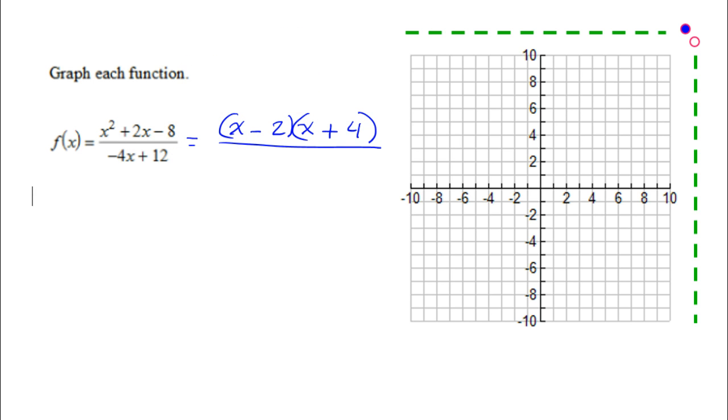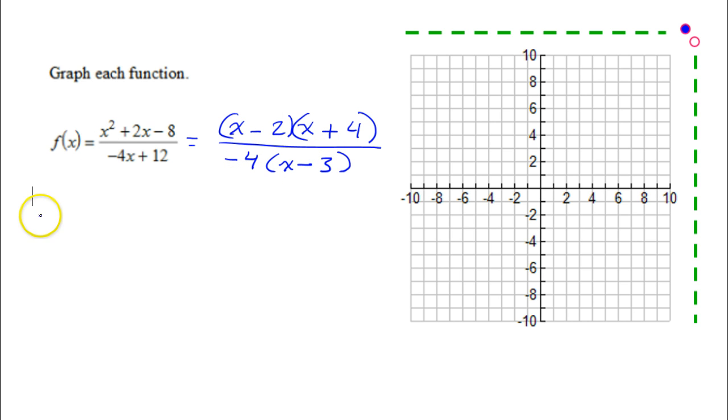Now the denominator, the first step of factoring is to factor out the GCF, the greatest common factor. If I pull out a negative 4, if I want to see what's going to go on the inside, I would have to divide everything by negative 4. So that will give me x minus 3. Nothing cancels out, so that means there won't be any holes in the graph. So I will have x-intercepts and vertical asymptotes.